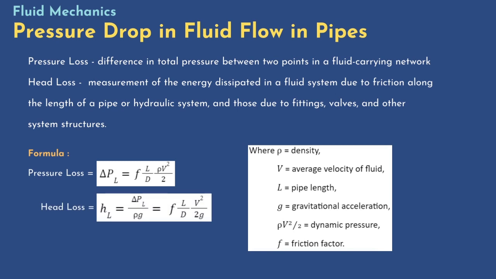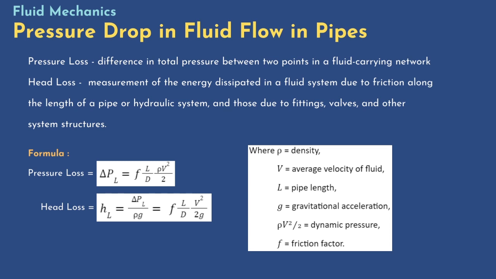Pressure drop in fluid flows in pipes. Pressure loss is the difference in total pressure between 2 points in a fluid carrying network. Head loss is a measurement of the energy dissipated in a fluid system due to friction along the length of a pipe or hydraulic system, and those due to fittings, valves, and other system structures.